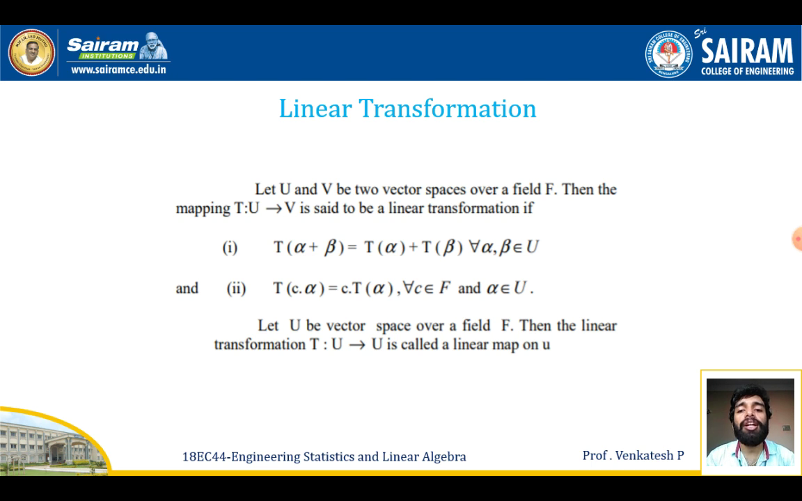The first condition is that T of alpha plus beta should be equal to T of alpha plus T of beta, for all alpha, beta belonging to U. And the second is that T of C alpha is given by C into T of alpha, for all C belonging to F and alpha belonging to the vector space U. Here we can also define the linear map. Let U be a vector space over a field F. Then the linear transformation from U to U itself is called a linear map on the vector space U.